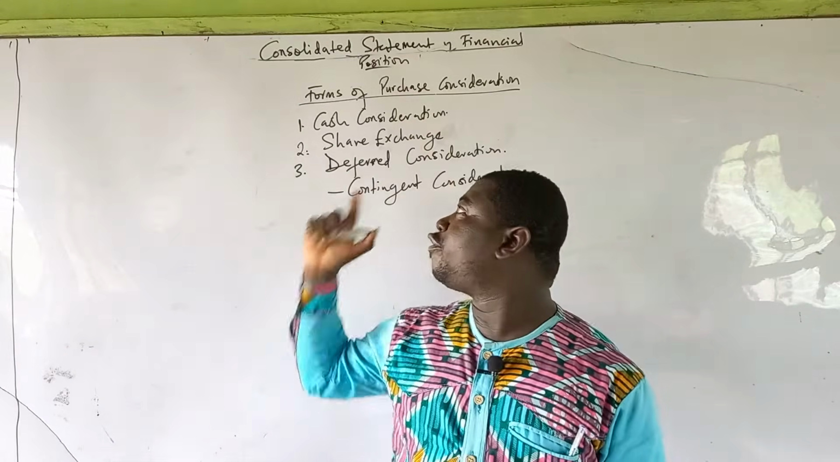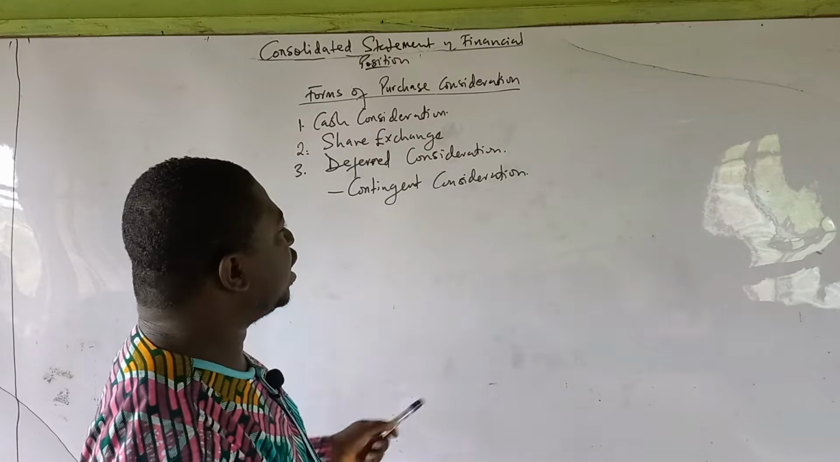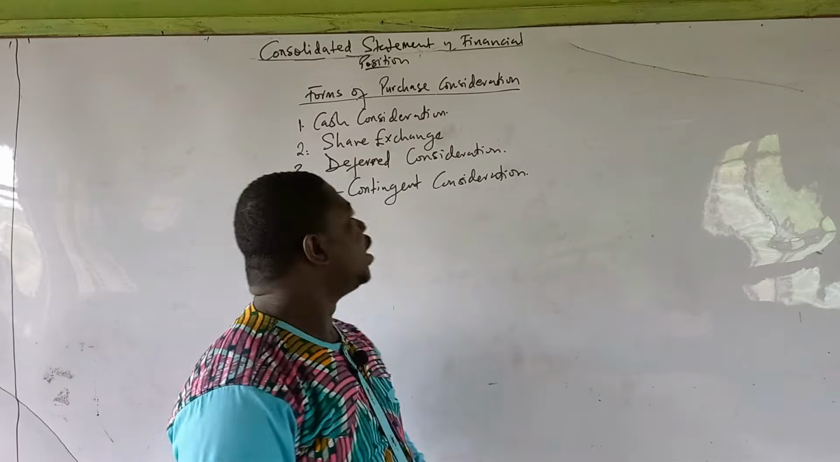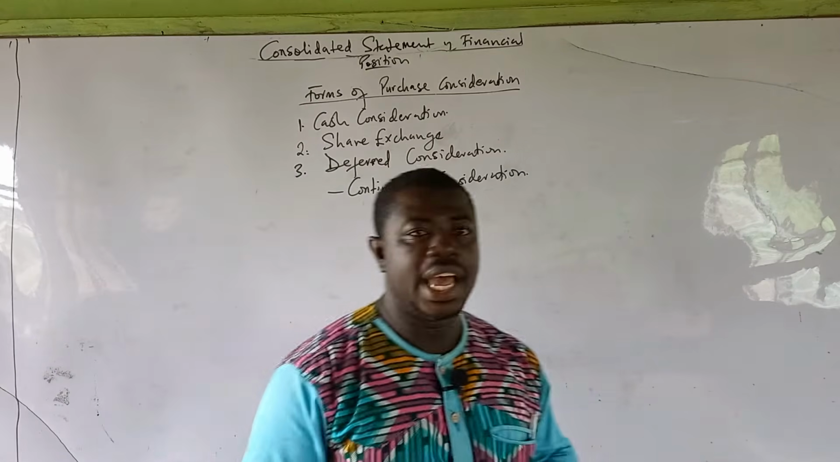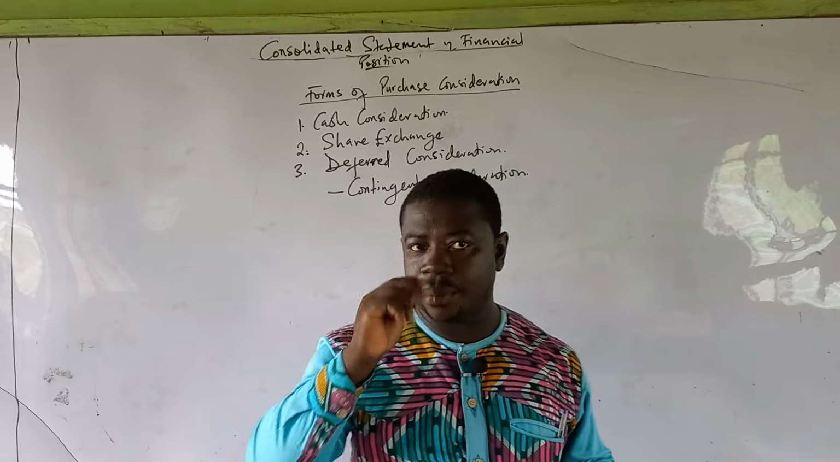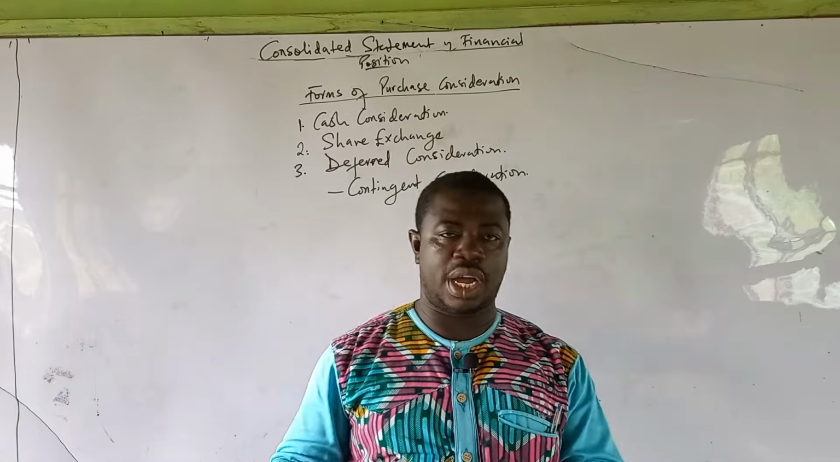So these are forms of purchase consideration: the cash consideration, the share exchange, and the deferred consideration. The deferred consideration can be the normal deferred or a contingent. And a contingent consideration will always come with a condition. Now, we'll move on to another concept.